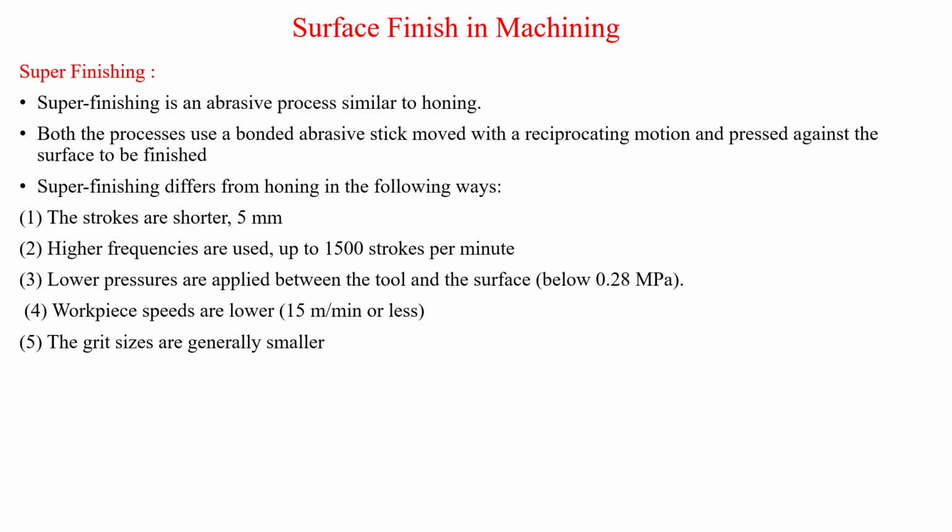And how does super finishing differ from honing? In super finishing, the strokes are shorter. Higher frequencies are used, up to 500 strokes per minute. Why higher frequencies? Because you want more finishing, therefore you want the cutting at a regular, very high frequency. Lower pressure is applied. To get a high surface finish, workpiece speeds are lower, and the grit size is generally smaller. These are the properties of super finishing which make it different from honing. Rest, it is similar to honing.